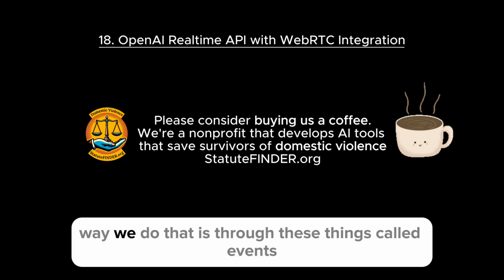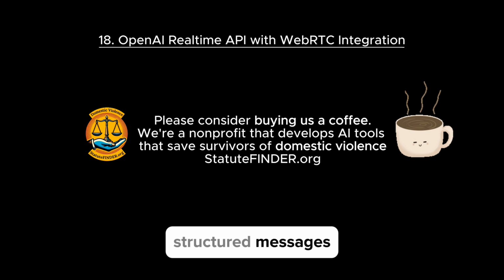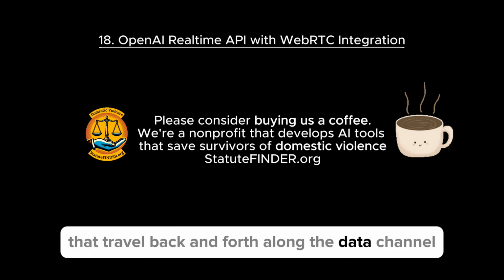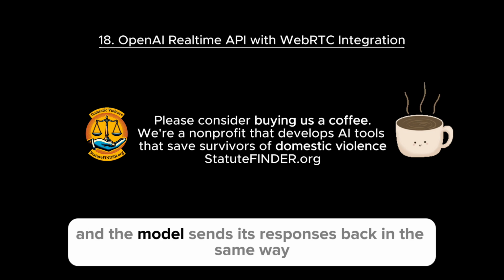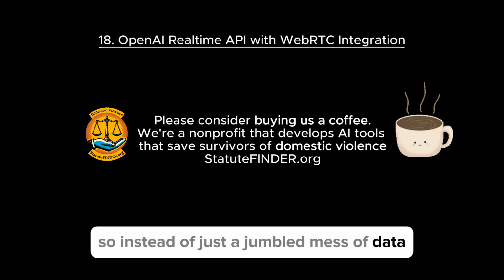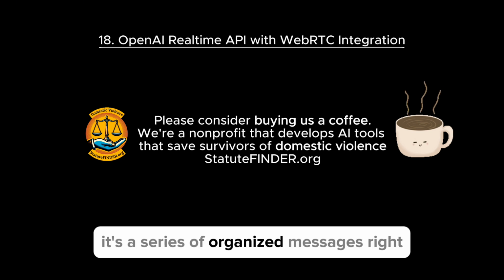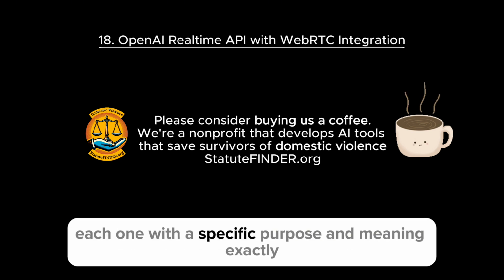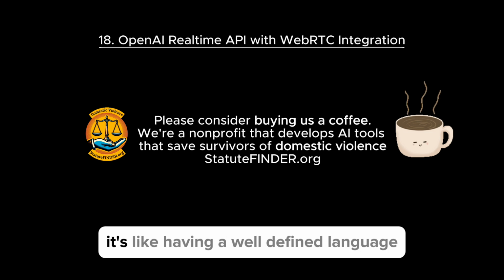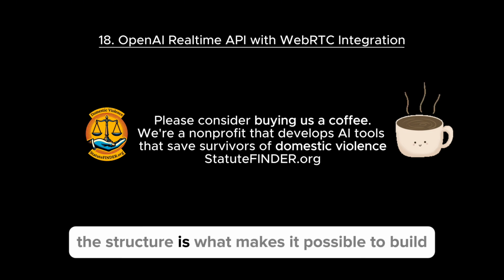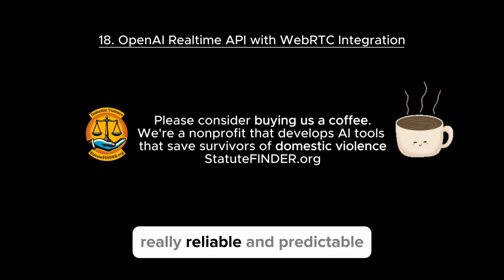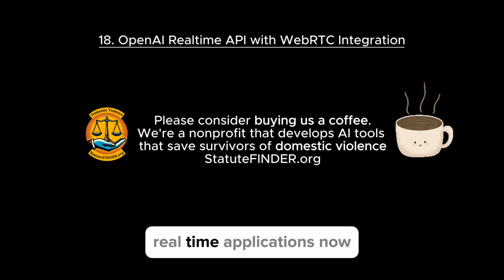You got it. And the way we do that is through these things called events. Think of them like structured messages that travel back and forth along the data channel. You send instructions to the model as events, and the model sends its responses back in the same way. So instead of just a jumbled mess of data, it's a series of organized messages, each one with a specific purpose and meaning. Exactly. It's like having a well-defined language for talking to the model. This structure is what makes it possible to build really reliable and predictable real-time applications.